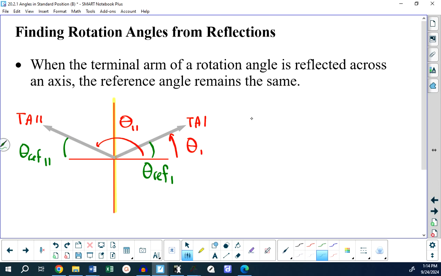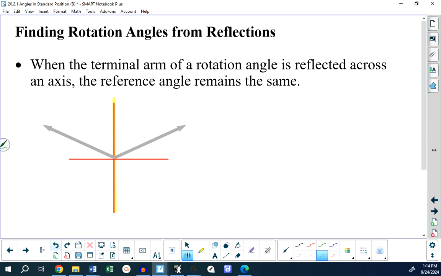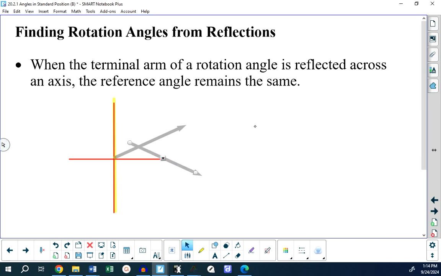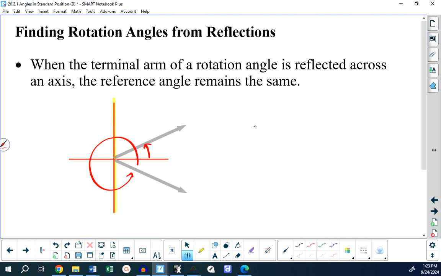If I reflect a terminal arm from quadrant 1, I reflect it horizontally, it goes into quadrant 2. On the other hand, if I were to reflect this terminal arm vertically from quadrant 1, that would mean I'm going across the x-axis, which is kind of interesting. To reflect vertically, I go across the x-axis. This is a vertical reflection. The arrow was pointing kind of up.